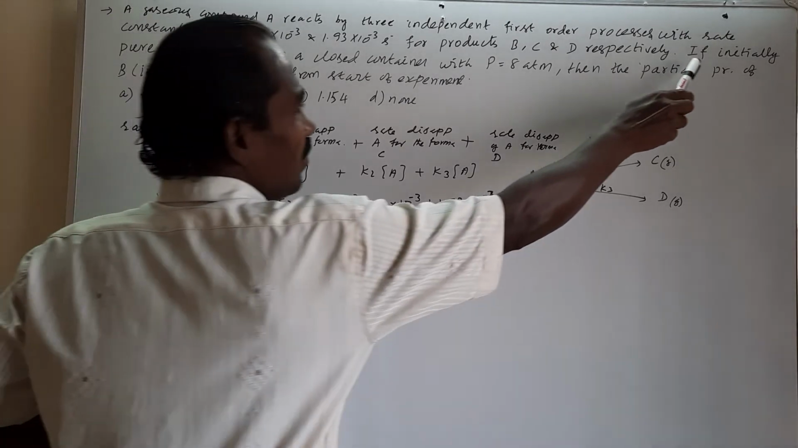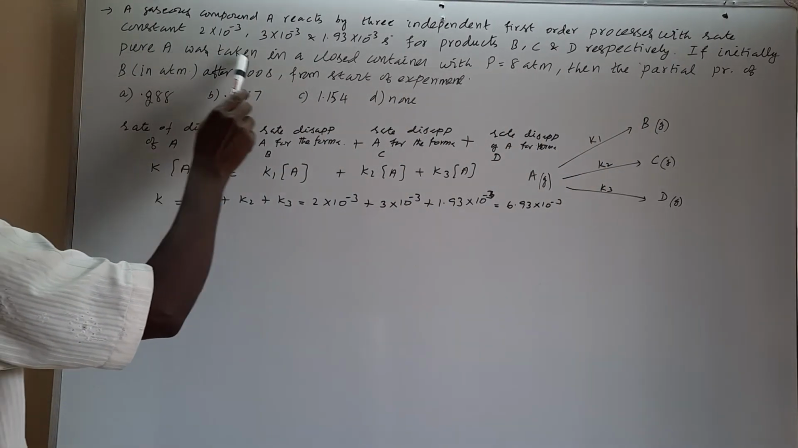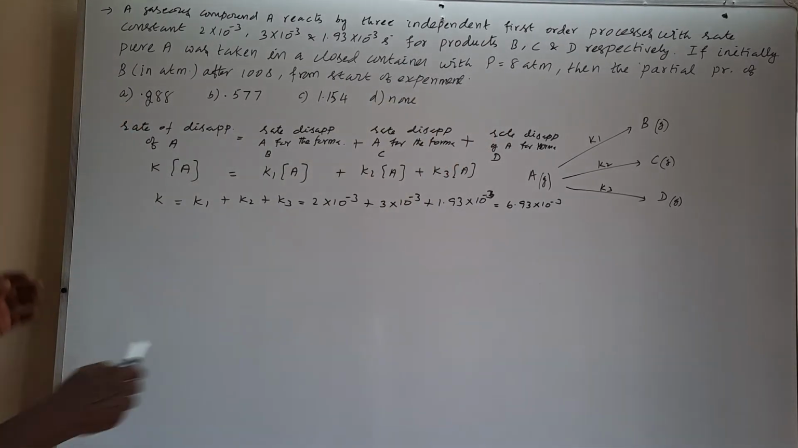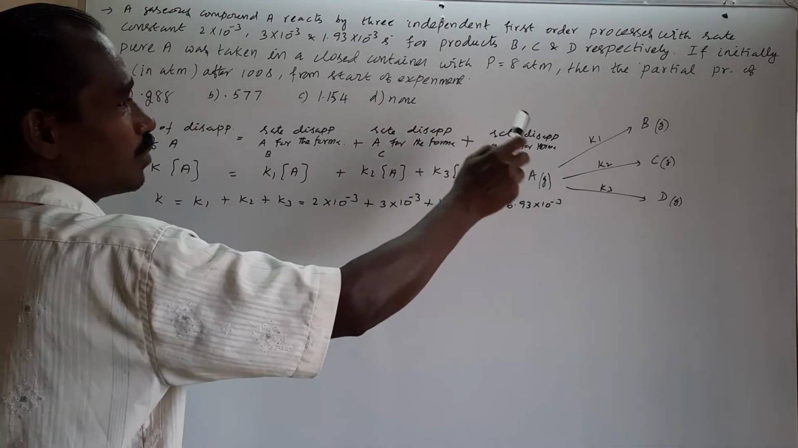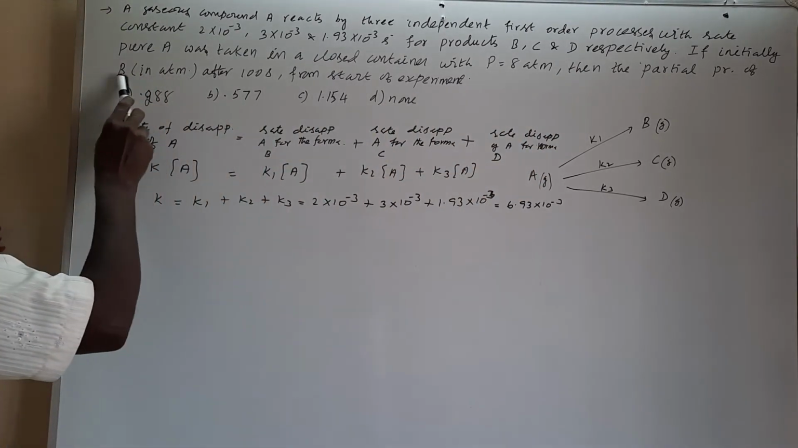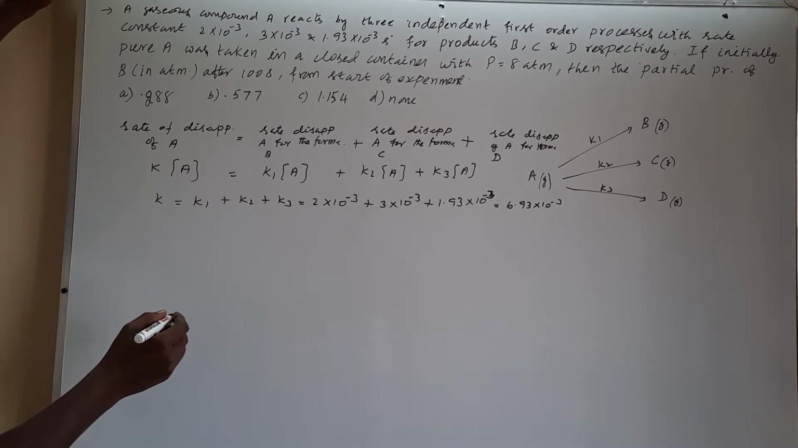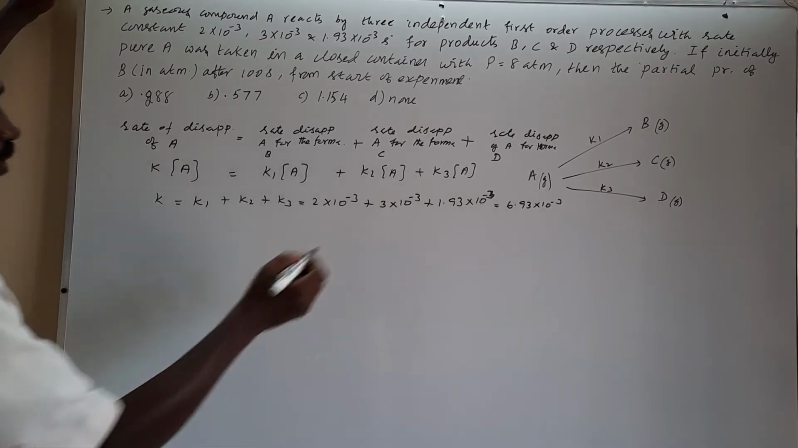Then, if initially pure A was taken in a closed container with an initial pressure of 8 atmosphere, they are asking for the partial pressure of B after 100 seconds from the start of the experiment. Now we know the overall rate constant.